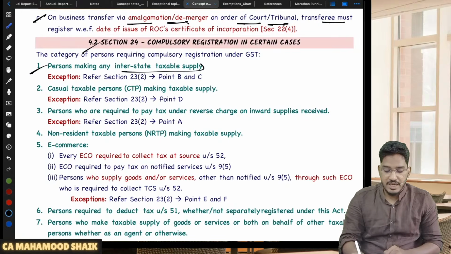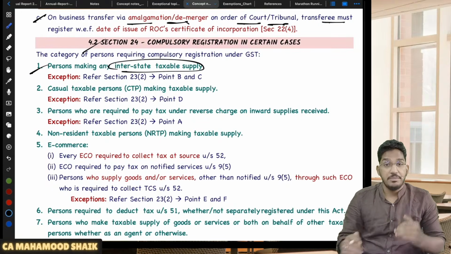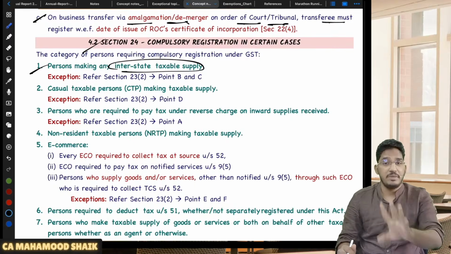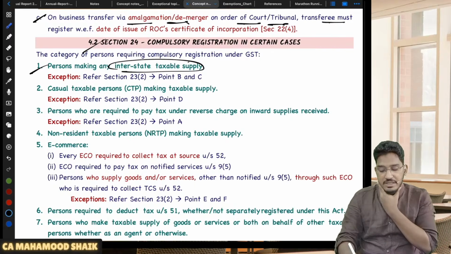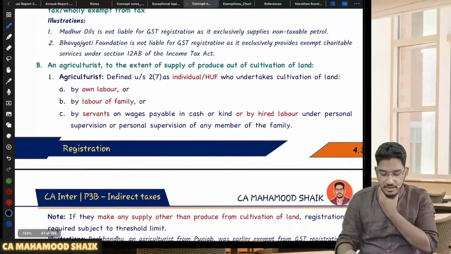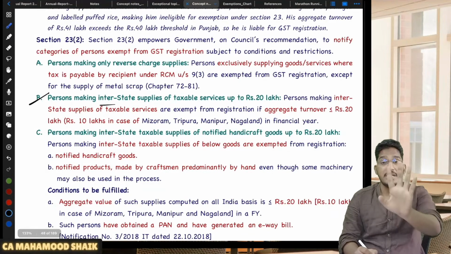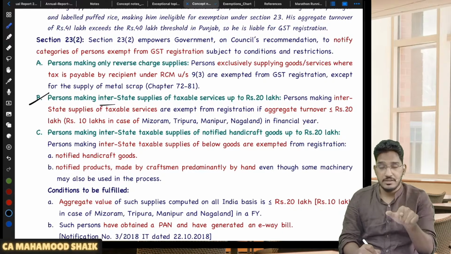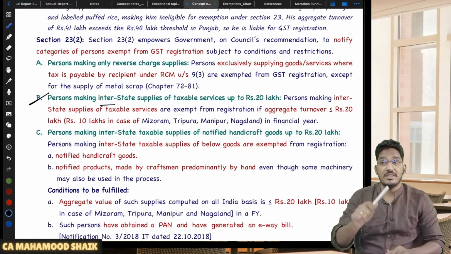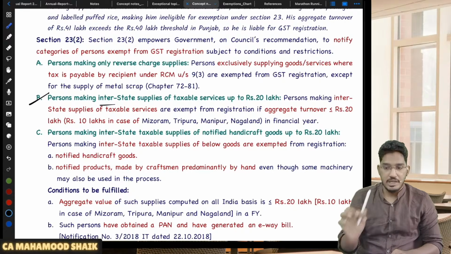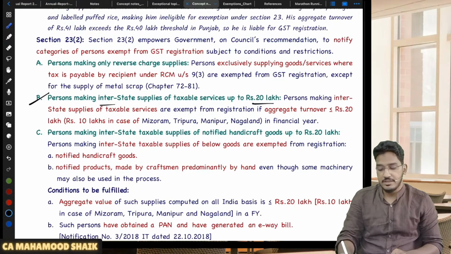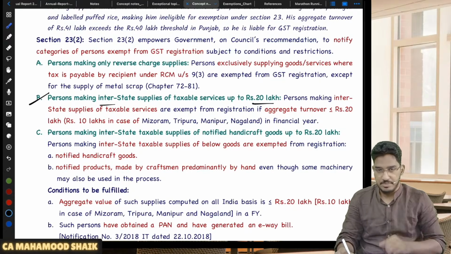Number one, if you are a person making any interstate taxable supply, then you become liable for compulsory registration. However, they have given some relaxations. Two relaxations they have given here. So what is the relaxation? Number one is, if you are a person making interstate taxable supply of services, you are making interstate supply but not of goods, but of services, you are not liable for compulsory registration. You can enjoy the enhanced threshold limit of 10 or 20, whatever is applicable.